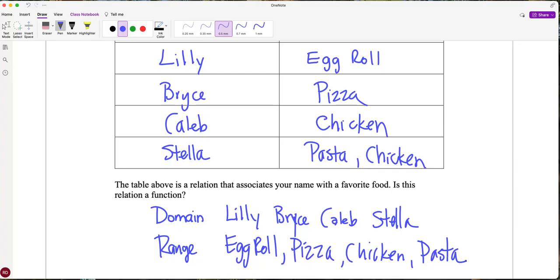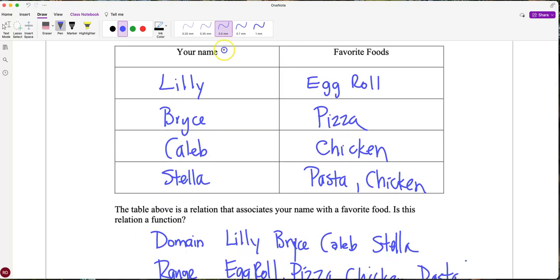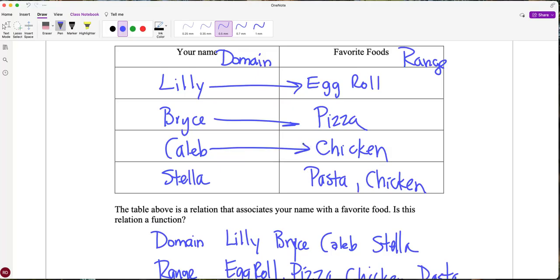So I've got the domain and the range. Now, if this is a function, here's my domain, here's my range. Right now, it's a relation. The question, is it a function? If it's a function, everything in the domain only gives you one answer back in the range. So I only get one answer here, one answer here, but what happens with Stella? 2 answers. So this one gives me two different answers. So this is a relation, but it's what? Not a function.